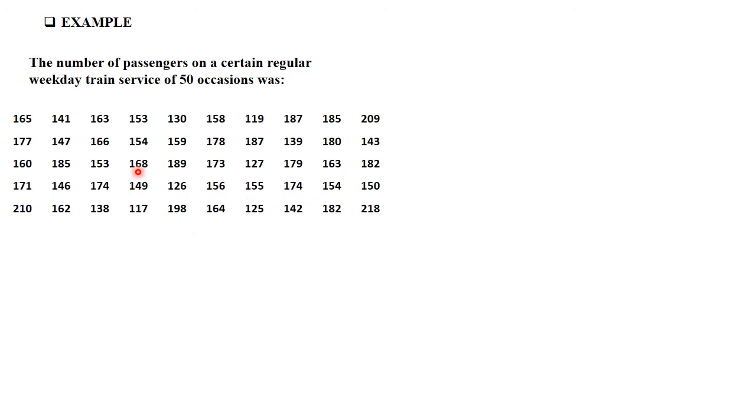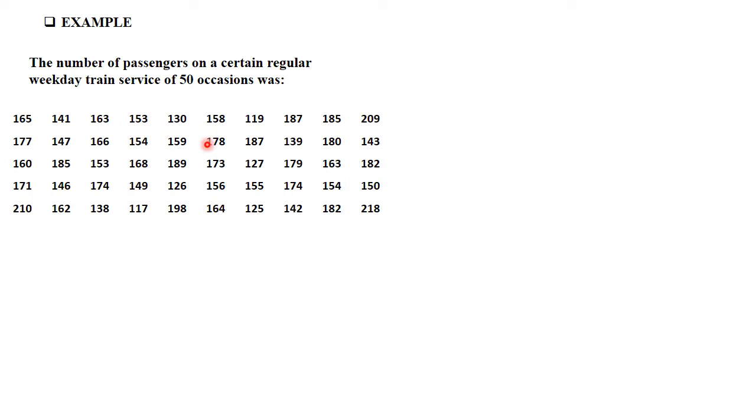What this data really means is, in a certain regular weekday train service, on one of the days it was recorded that there were 165 people in that particular train. Another day there was 177. Another day had 160 people in the train. Another day had 171. Another day had 210. And so all of these figures really mean the number of people or passengers that were there in that particular train at that particular time. And the times that it was tested, it was 50 times, and they are the ones that are recorded there.